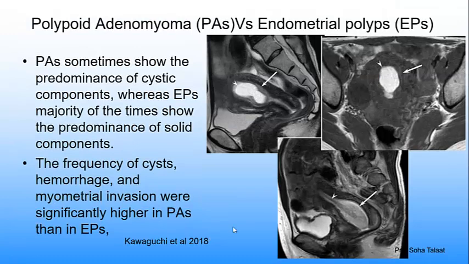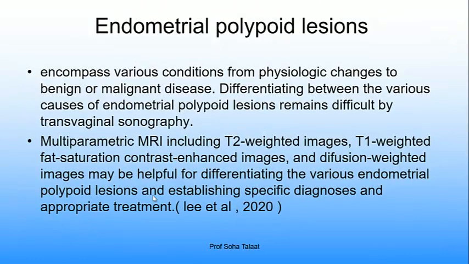This is also another paper about polypoid adenomyoma versus endometrial polyp. The author said that the polypoid adenomyoma sometimes shows predominance of cystic components, whereas the majority of endometrial polyps are solid, with only minimal cystic changes. So this is a polypoid adenomyoma, and this is a polyp. The frequency of cysts, hemorrhage, and myometrial invasion are significantly higher in polypoid adenomyoma than in endometrial polypoidal lesions.